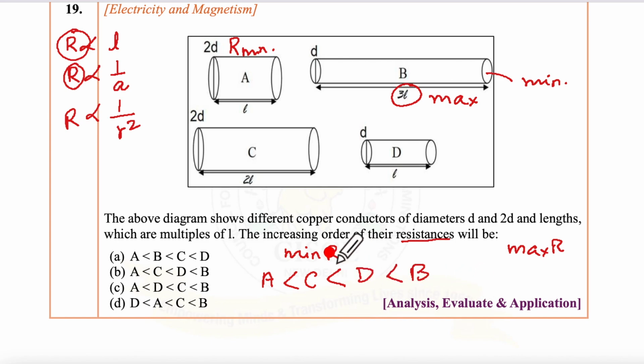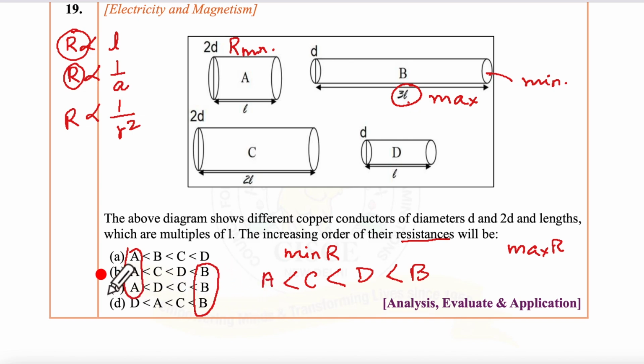Now if you want to double check, see here, this is your A with minimum length and maximum area of cross section. That will be the minimum resistance. So you can see your A, you have to choose from these. Maximum resistance will be where there is maximum length and minimum area of cross section. So that will be here 3L and here D. So your maximum resistance is going to be here.